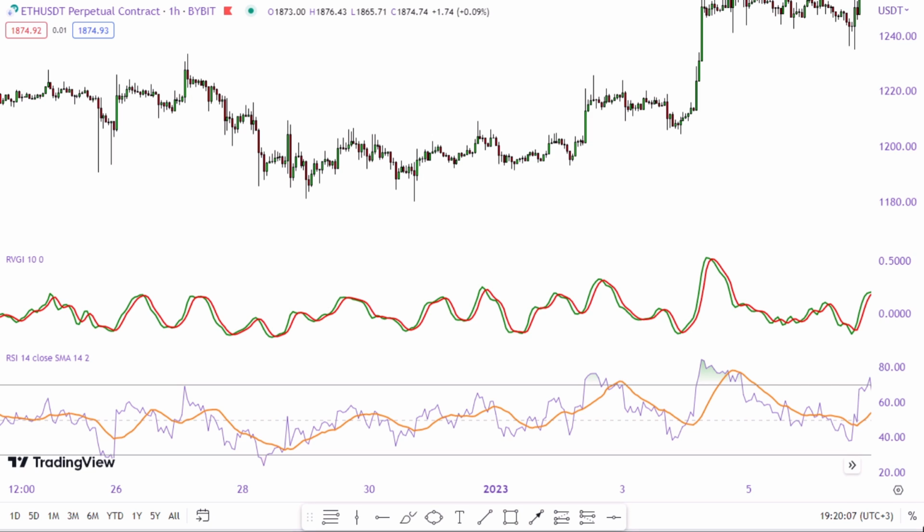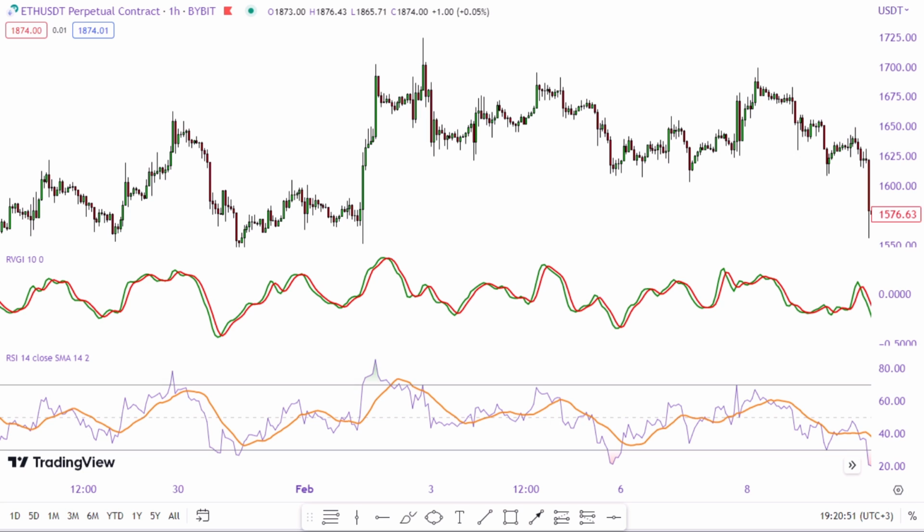Now let's take a look at two setups for the relative vigor index (RVI) and the relative strength index (RSI) trading strategy. For instance, in the first setup, we're looking to buy. We want to see the RSI showing a bullish condition, above the 50 level, and the RVI making a bullish cross, or a golden cross. Then we can go long.